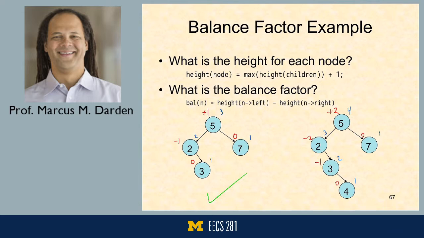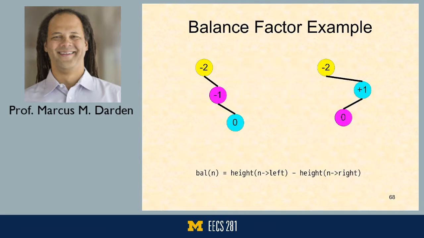So you can see here that this then is not an AVL tree because it's out of balance. Because it's got a balance factor here of -2 and a balance factor here of +2. Both of those are invalid balance factors for an AVL tree.